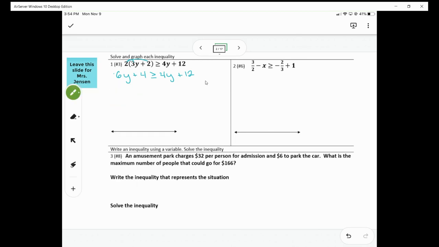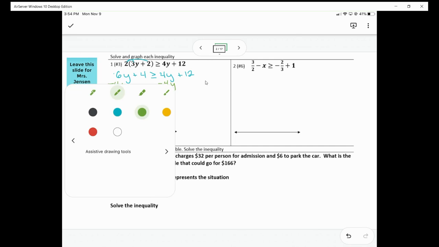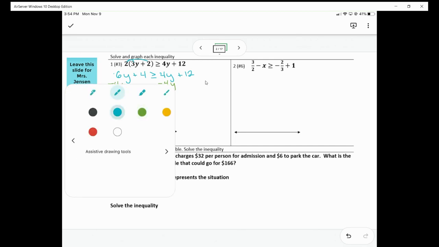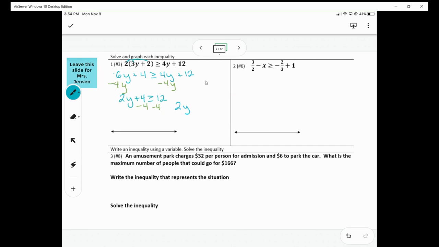Now we want to get the variables on one side and the constants on the other. So let's subtract 4y from both sides. I always find it helpful to have the variables on the left side for graphing. Two y plus 4 is greater than or equal to 12. So we're going to subtract 4 from both sides because we're adding it. Two y is greater than or equal to 8.